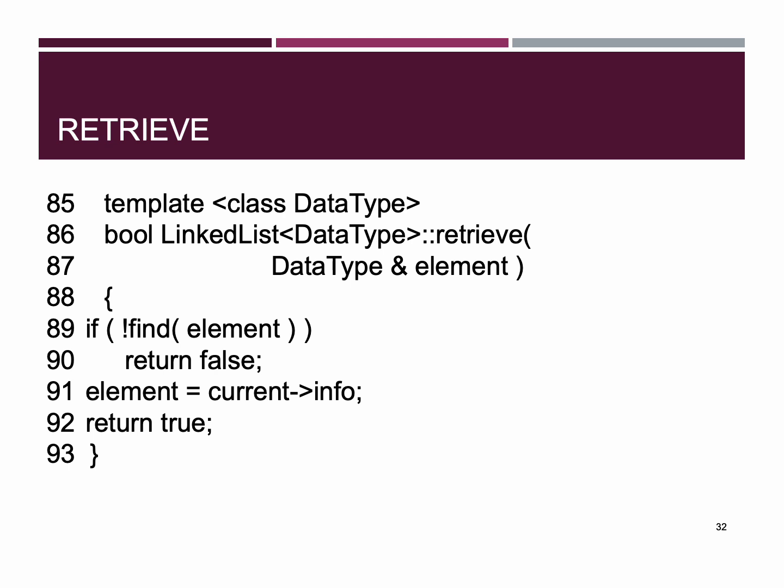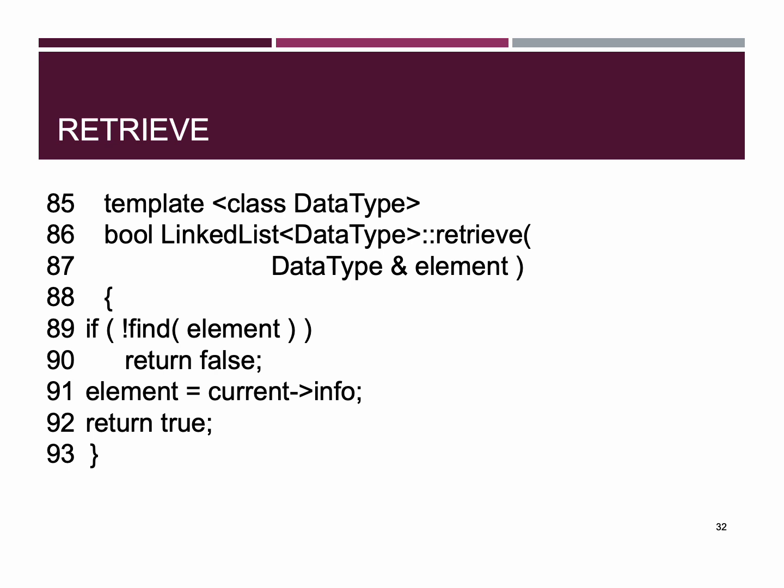So now we'll discuss the retrieve function. The function first calls the find function, passing in the element to search for. If the element is not found in the list, the find function returns false, and the retrieve function immediately returns false as well, indicating that the element could not be retrieved.